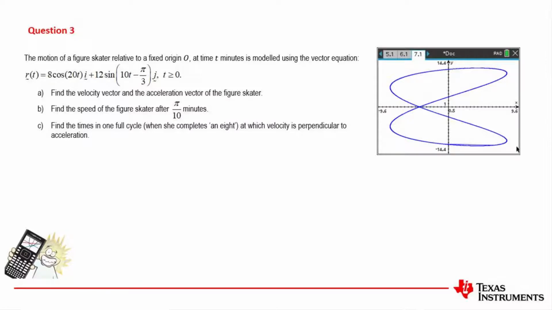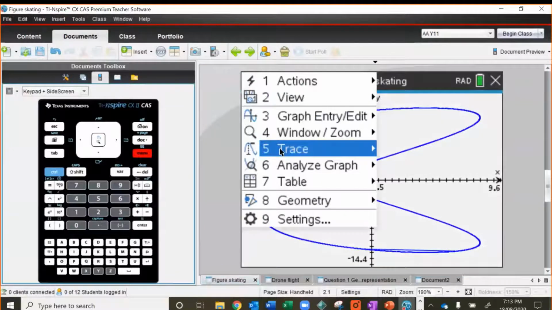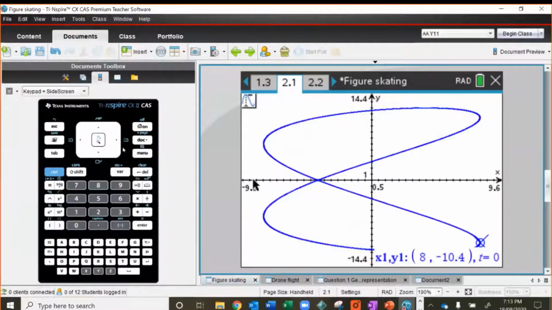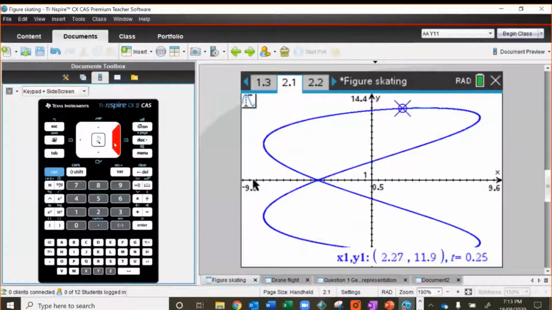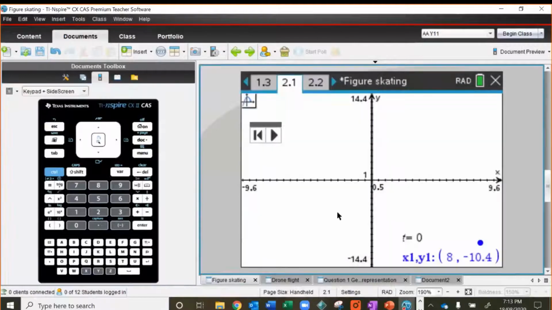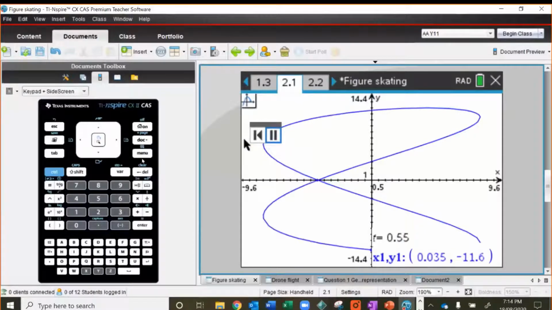So I have already drawn this here, and if we go menu, trace, now if you only have CX, not CX II, we'll start with graph trace, and of course you can move around and you will see how it goes. But if you have CX II, we can use trace, path plot, and parametric, and we have this nice animation. So it will just keep on going. So we can see how this skating is happening.